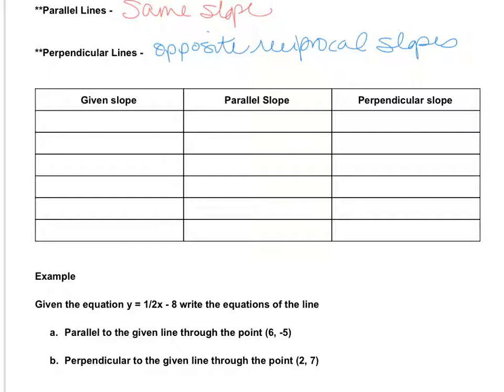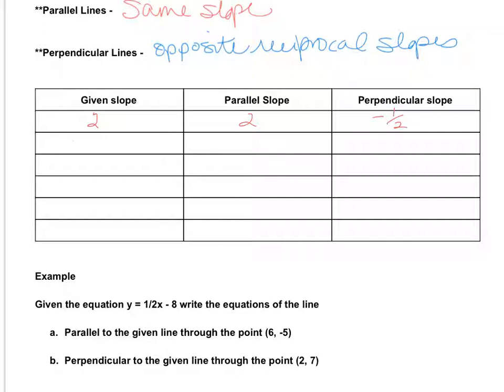So let's do the slope of positive 2. So the parallel slope is exactly the same. It is 2. And the perpendicular slope is going to be, instead of positive, it's going to be negative. And remember, flipping that reciprocal, I'm going to make that 1 over 2. So that's given the slope of 2. Parallel slope, same. Perpendicular slope is opposite reciprocal.